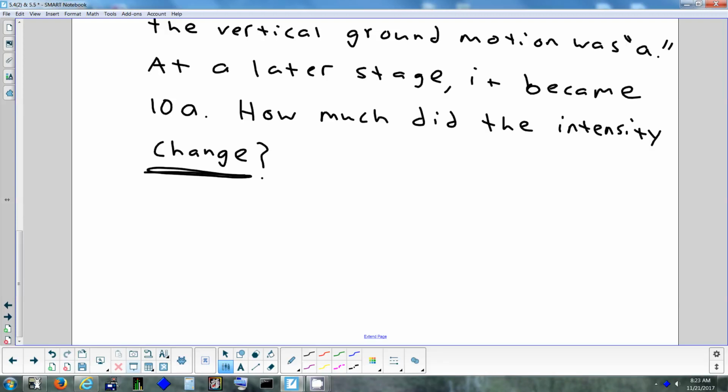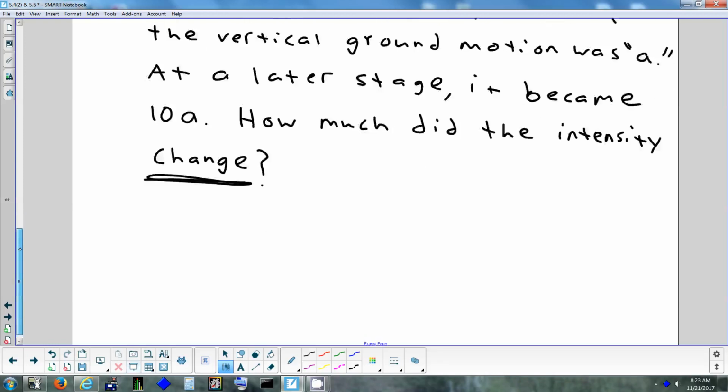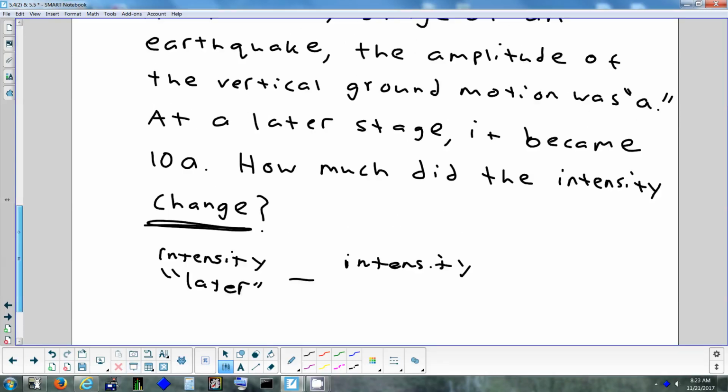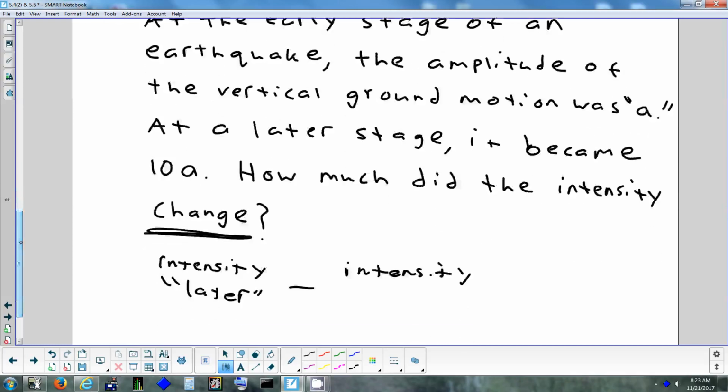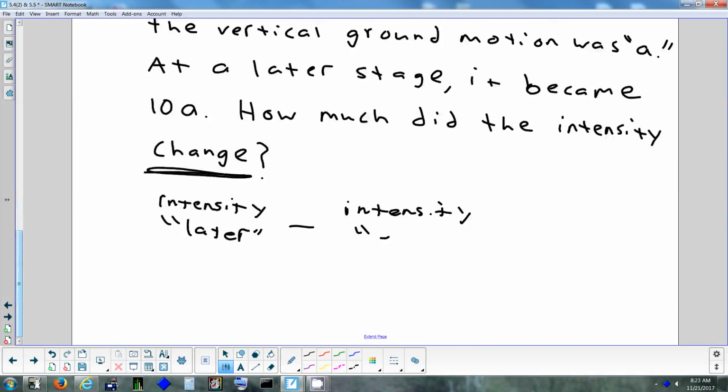But let's take, what did I call the more powerful one? Later stage. So we're going to take intensity at the later stage minus intensity, I don't know what I called the early stage. So intensity later minus intensity early.